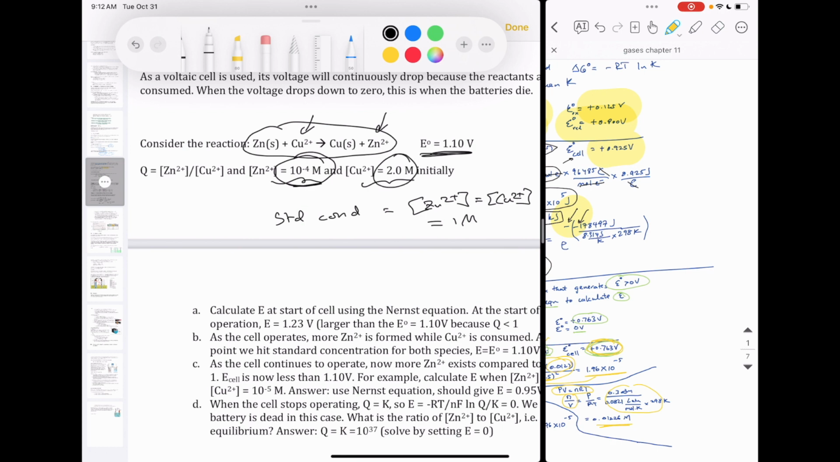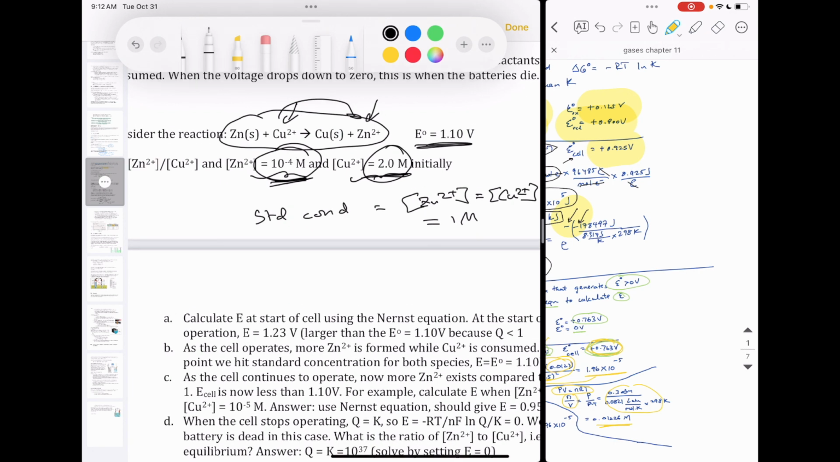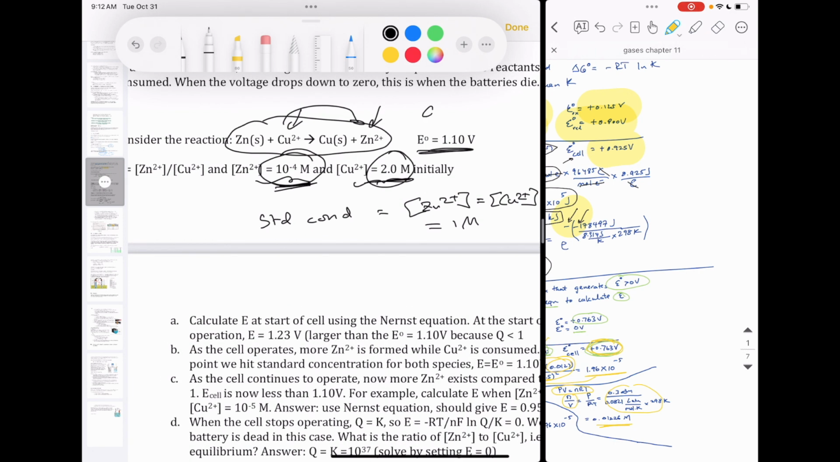So you can see that if I compare to these numbers, the copper ion is bigger than 1 molar. The zinc ion is much smaller than 1 molar. So that means they're really not that close to standard condition, right? So in this case, they should be moving more towards the product. Again, compare both these numbers to 1. The copper is bigger than 1. It's on the reactant side. The zinc is less than 1. It's on the product side.